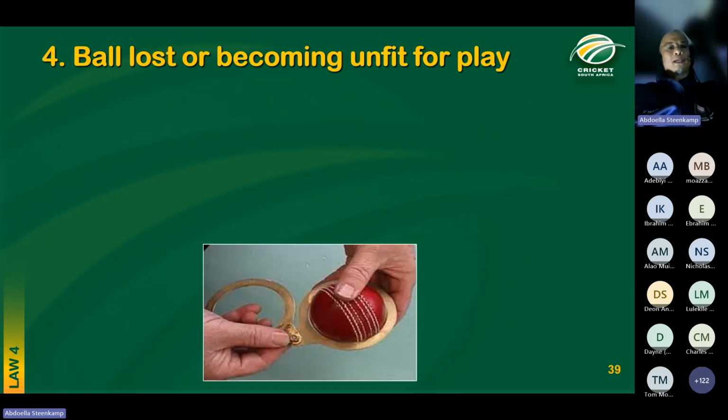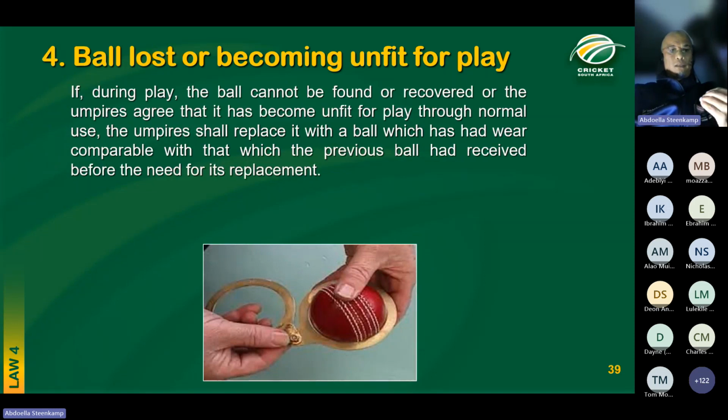So what happens if a ball becomes lost or becomes unfit for play? It can happen that the ball gets hit out of the stadium and is lost, or sometimes the ball becomes unfit. Let's say the seam breaks or the ball is now out of shape. What happens? The law tells us that if a ball cannot be found, or has become unfit for play, usually out of shape, the law allows for that ball to be changed.